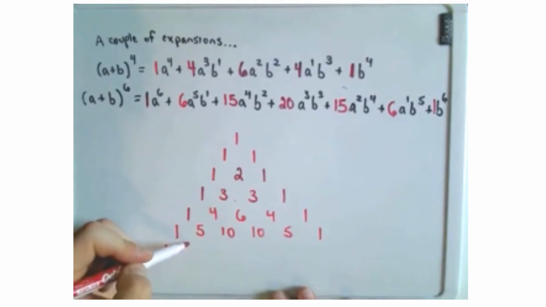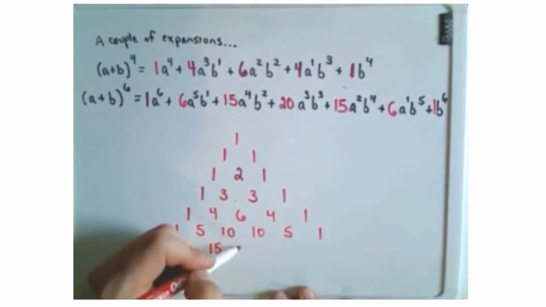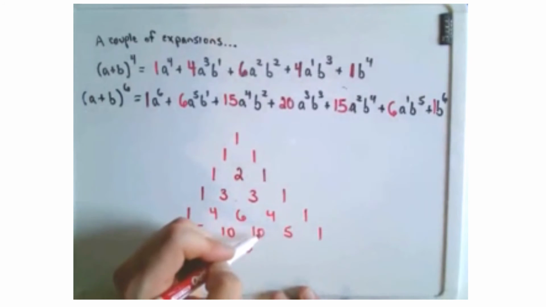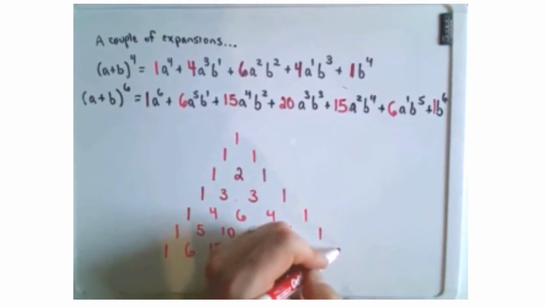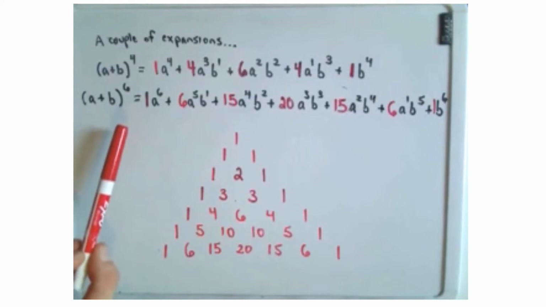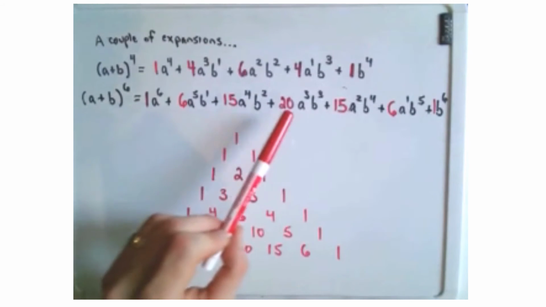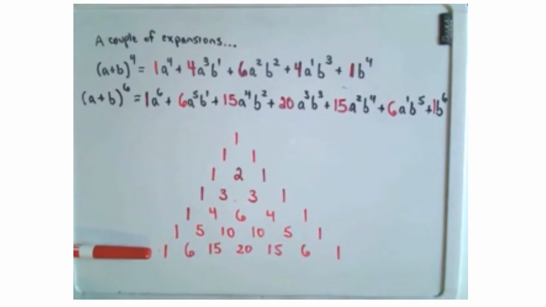If we add 1 and 5, we get 6. If we add 5 and 10, we get 15. If we add 10 and 10, we get 20. If we add 10 and 5, we get 15. If we add 5 and 1, we get 6. And then we stick another 1 down there. And hey, look again at the coefficients. On my (a + b) to the 6th power, we had 1, 6, 15, 20, 15, 6, and 1. And those are exactly the numbers in this row of Pascal's triangle.